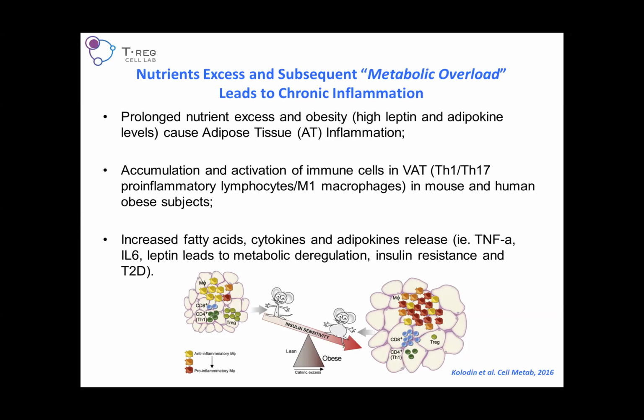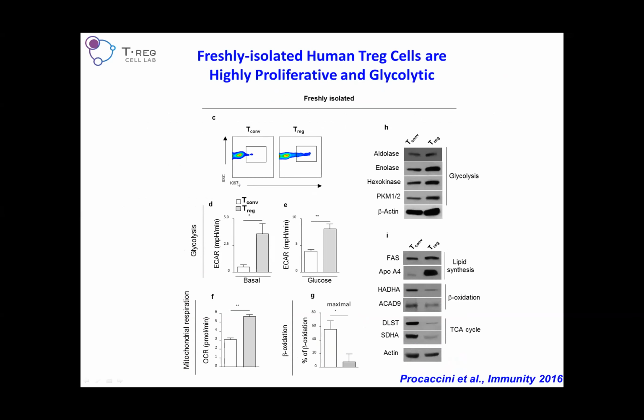In reality, this is not exactly so, because we were thinking, okay, these cells are highly proliferative in vivo. When a T cell is highly proliferative, it generally engages glycolysis. So we wondered whether the ex vivo isolated human Treg cells were glycolytic or not. So we started some proteomic profiling. Firstly, you see Treg cells are highly proliferative, as shown by Ki67 expression. But also if you measure glycolysis as ECAR and mitochondrial respiration, you will see that Tregs ex vivo isolated from humans are highly glycolytic in basal conditions.